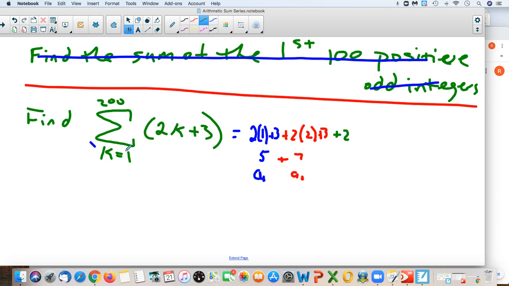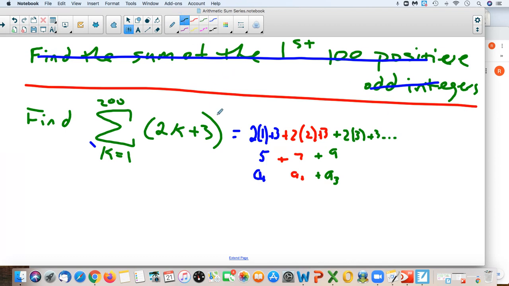Remember, k was 1 all the way through. Didn't reach 200. K is 2, did not reach 200. K is 3. That's what we're up to now. K is 3. So we'll find that right now. 2 times 3 is 6. Plus 3 is 9. Oh, I can see a pattern. These are incrementing up by 2. Now, there's no reason to go any further.